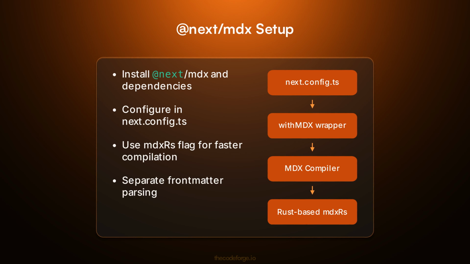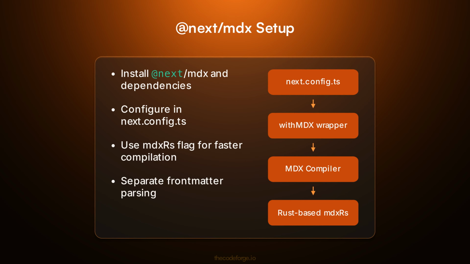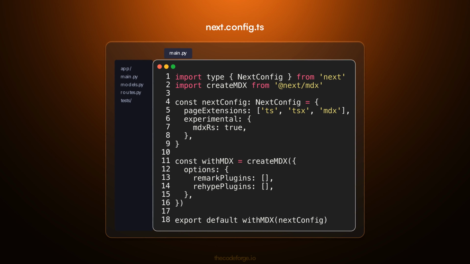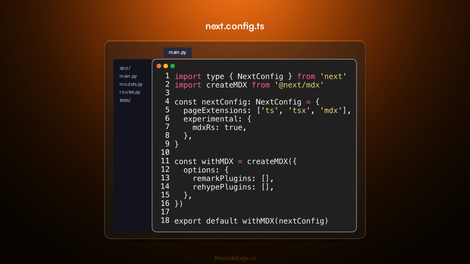Setting up MDX in Next.js with the app router requires the @next/mdx package and the experimental mdxRs flag for optimal performance. The Rust-based compiler is 5-10x faster than the JS version. Here's the basic configuration. We set page extensions to include MDX files, enable mdxRs, and wrap the config with createMDX. The remark and rehype plugin arrays are where you'll add transformations.